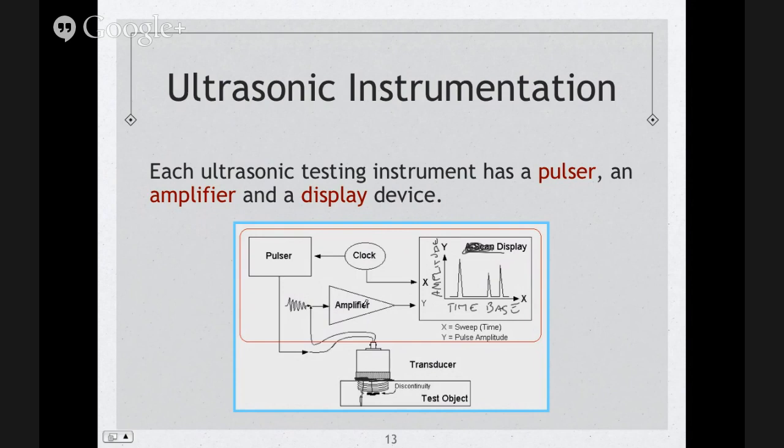And then that information, once it's processed and cleaned, is going to be sent to our display. And it's going to be showing us a trace. In this case, this would be my initial pulse, this would be my back wall, and this would be my discontinuity.